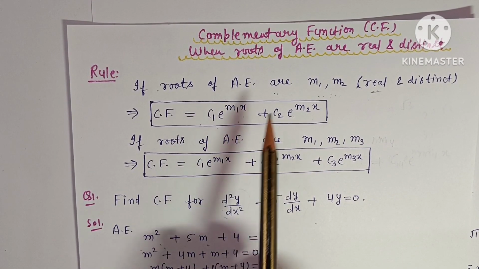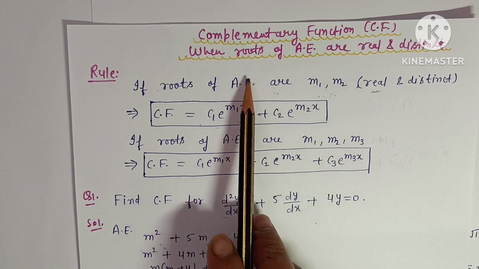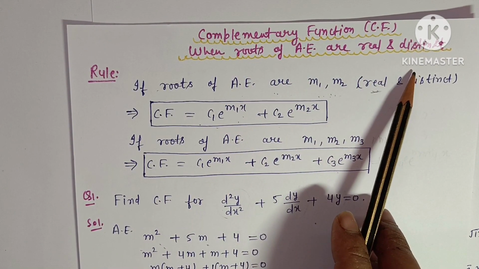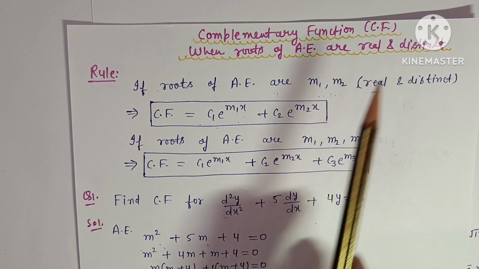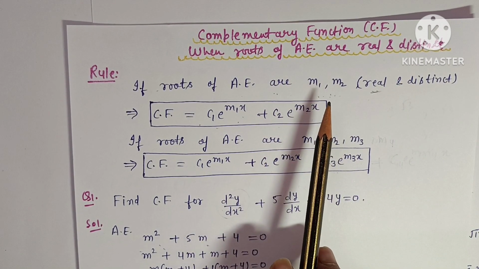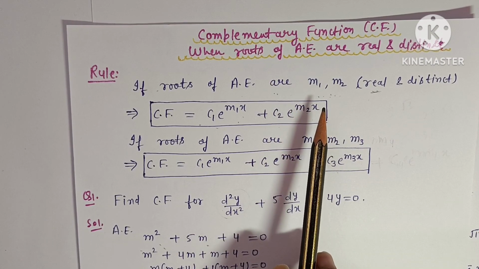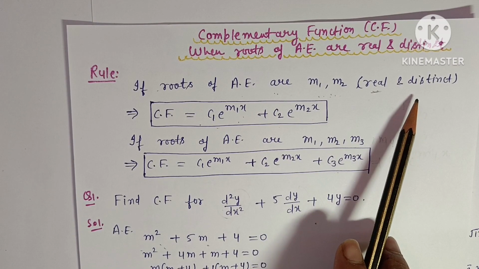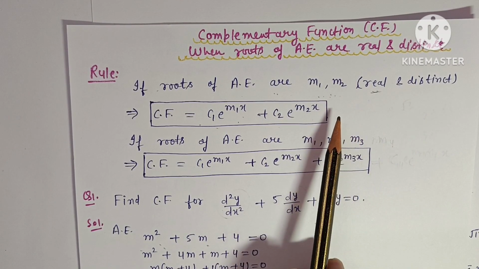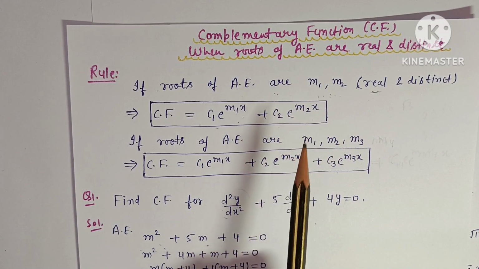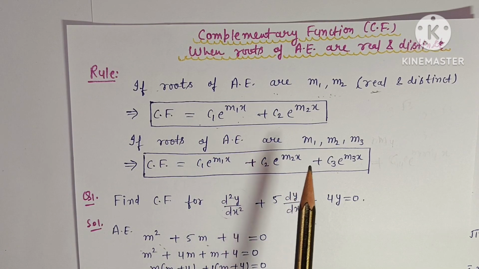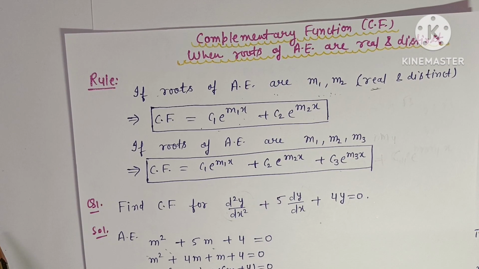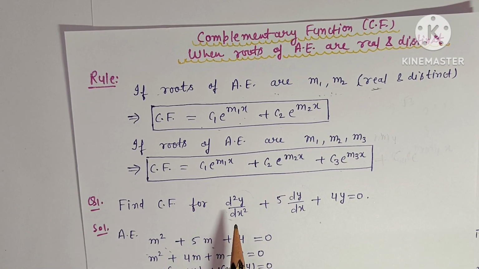In this video, you will learn about complementary function when roots of auxiliary equation are real and distinct. In the previous video, I discussed all the rules for finding CF. But in this video, I am going to discuss only the first rule. This means when roots are real and distinct, and I'll discuss 6 examples based on this rule, and at the end of this video I'll also mention 6 unsolved questions. You can solve them and you will be comfortable with this rule.